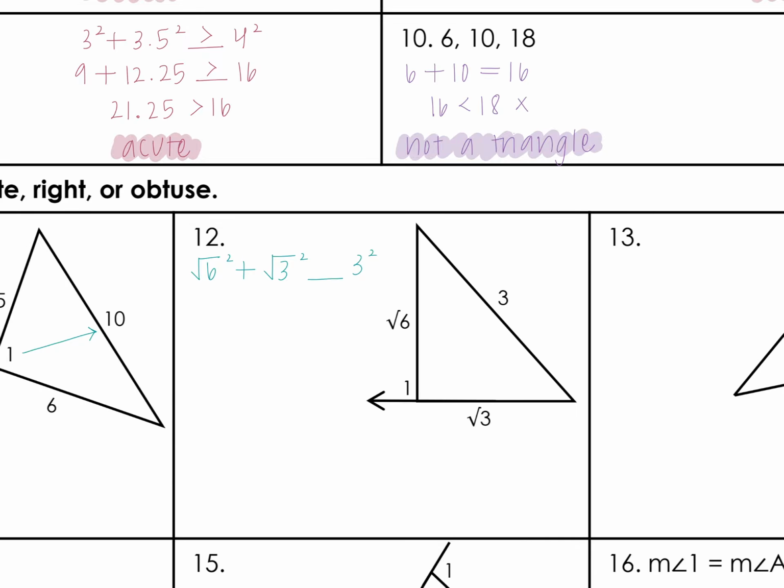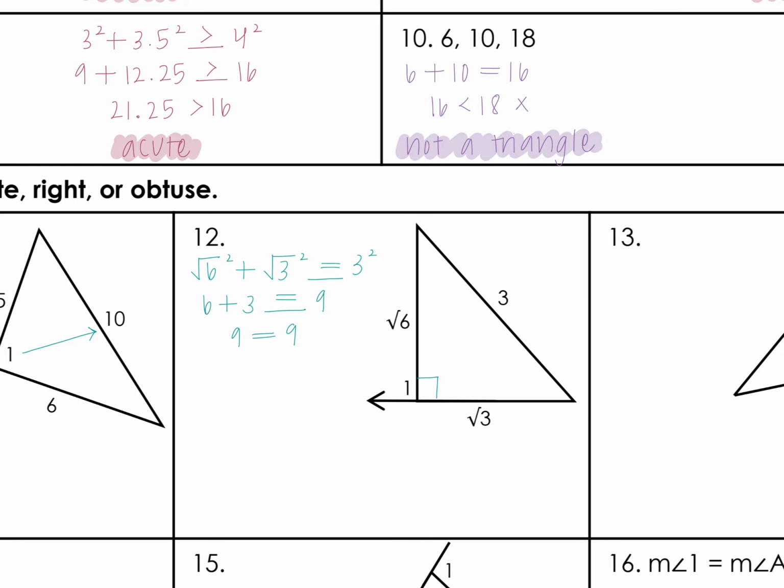So now that we have it all laid out, let's go ahead and square. We'll have root 6 squared is going to give me 6, plus that square root of 3 squared, which is just 3, and then my 3 squared is 9. So we're going to get 6 plus the 3 gives me 9, which is equal to the 9. And so that's going to tell me here that this is going to be a right triangle. So I'm going to label that as such.